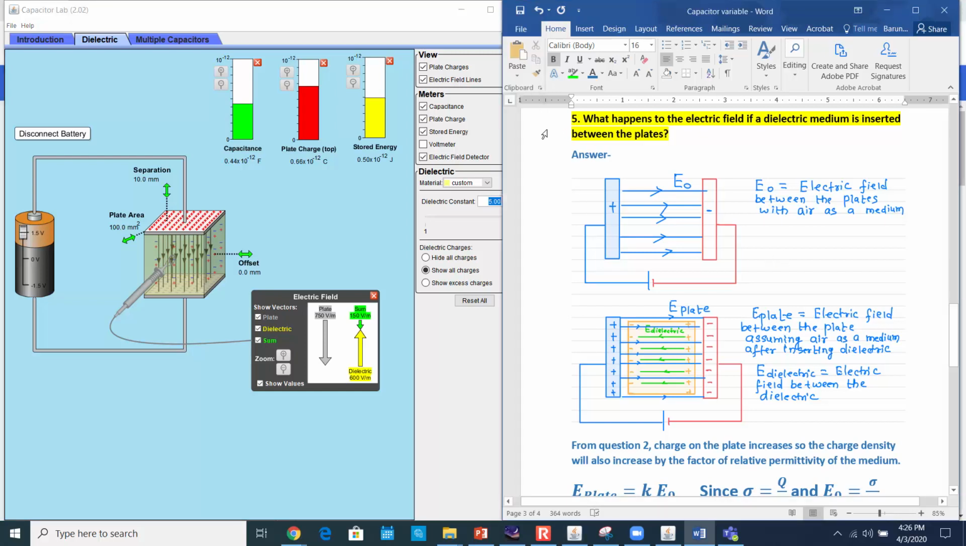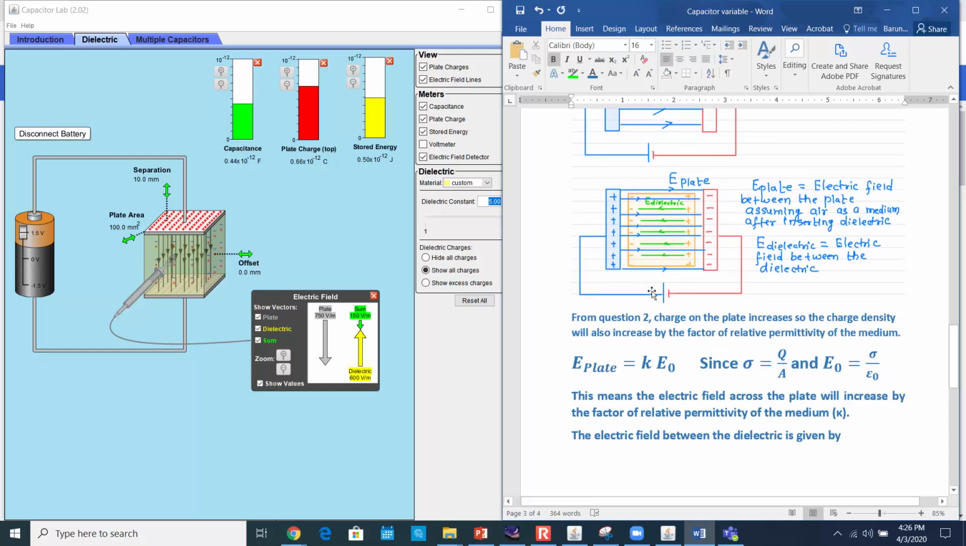So let us assume these two are the plates, and E naught is the electric field between the plates when there is air as a medium, or no other material. What happens now if we insert a dielectric medium between them? If we insert a dielectric medium, then you see this side will acquire a negative charge and this side will acquire a positive charge because of the polarization.